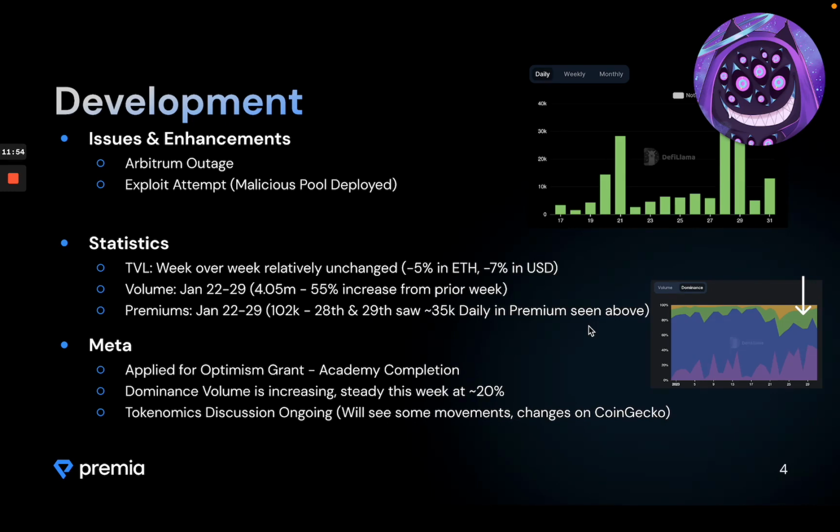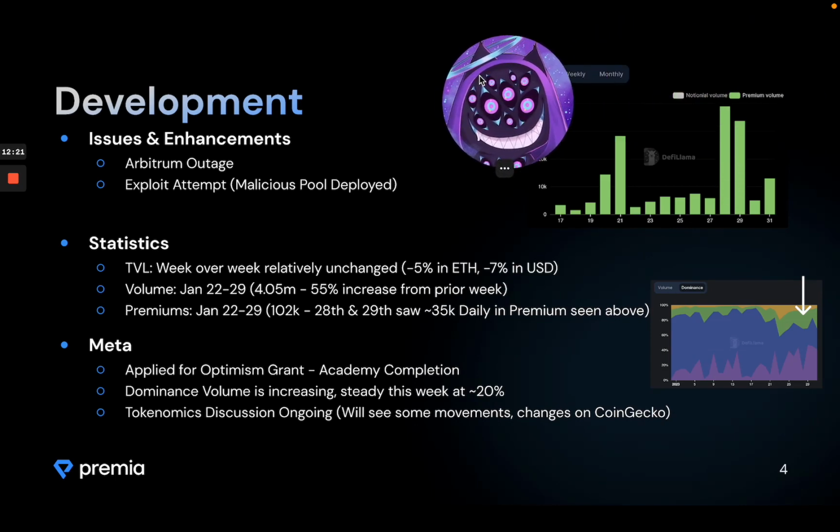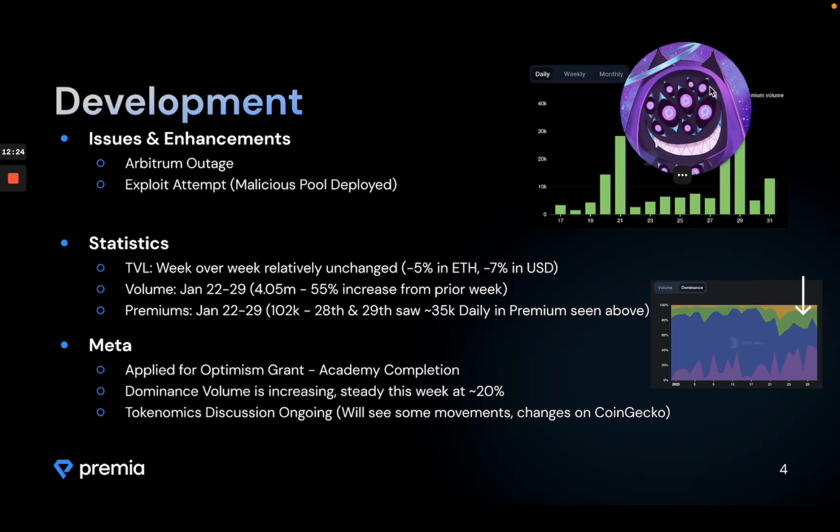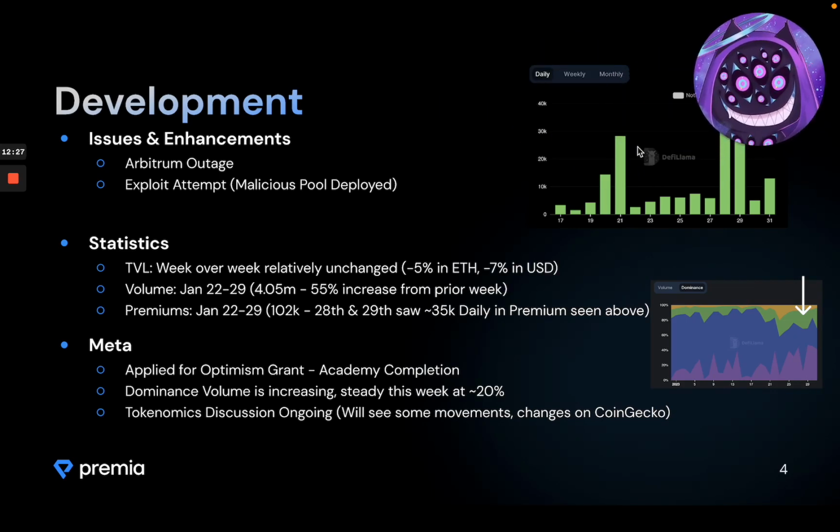Regarding statistics, right, so TVL week over week relatively unchanged, about negative 5% in ETH. Volume has been on a tear lately. We've seen about 4 million in volume, which is a 55% increase week over week, and premiums roughly about 102K between the 22nd and the 29th, which is the 28th and the 29th. You can't really see here, but we saw roughly 35K in premiums on those days. We continue to see increased volatility in the markets with the Fed number coming out today. And today looks like it's going to be another heavy volume day, so happy to see that.